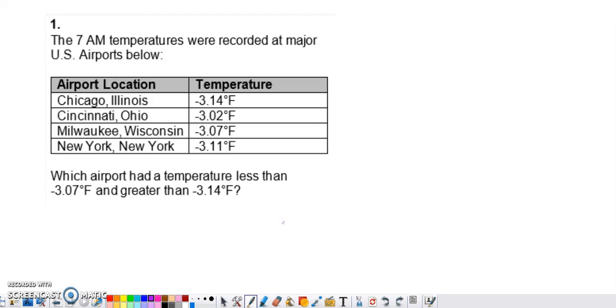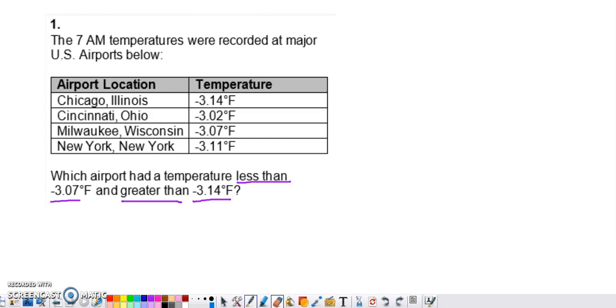Number 1 says the 7 a.m. temperatures were recorded at major U.S. airports below. We've got a negative 3.14, a negative 3.02, a negative 3.07, and a negative 3.11 degrees Fahrenheit. Question is, which airport had a temperature less than negative 3.07 and greater than negative 3.14 degrees Fahrenheit?